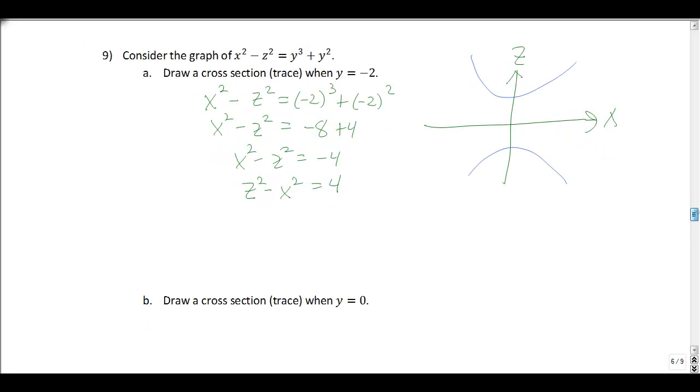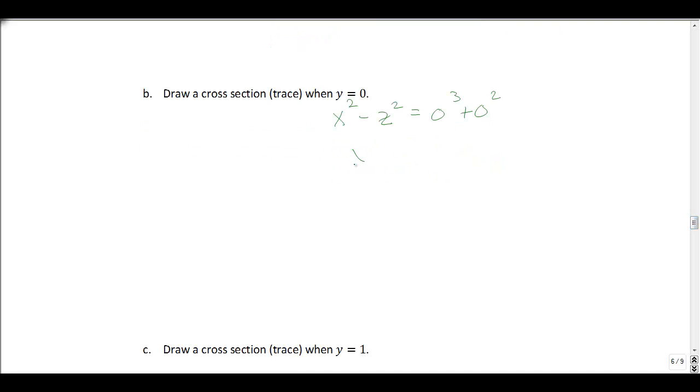Next one. We're going to do a cross section when y equals 0. So again, we're just going to plug in y equals 0. So we get x squared minus z squared equals 0 cubed plus 0 squared. Well, 0 cubed plus 0 squared is 0. And so what we get is x squared minus z squared equals 0. That is x squared equals z squared. And that is x equals, well, it'd be tempting to say z, but you could actually have plus or minus z.